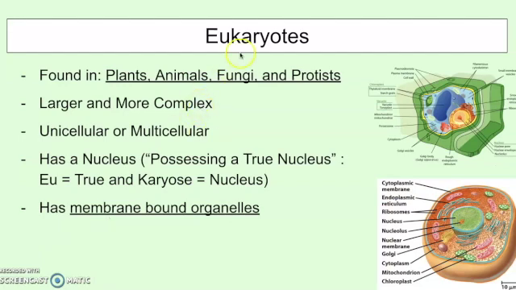Okay, in comparison, eukaryotes, which are found in plants, animals, fungi, and protists, and we'll be looking mostly at, obviously, plants and animals, are larger and more complex. They can be unicellular, but also multicellular. They have a nucleus, which we can see on these diagrams, a big central organelle, and they have membrane-bound organelles, which we'll be looking at a little bit deeper in a second.